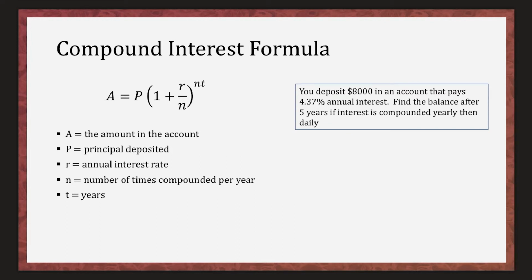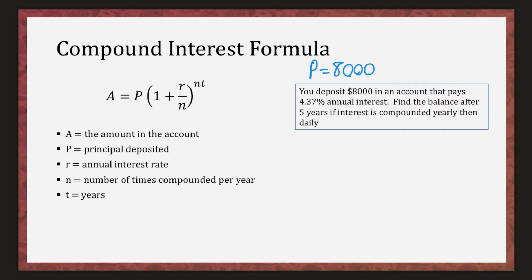So here we have a problem. You deposit $8,000 in an account that pays 4.37% annual interest. Find the balance after 5 years if the interest is compounded yearly. Then do the same thing, compounding the interest daily. So first let us establish our variables. You deposit $8,000, so our P will be 8,000. That's our principal. That's our starting value.